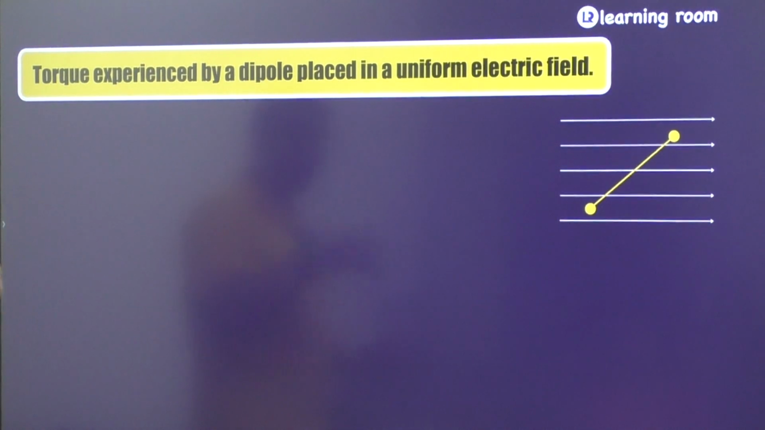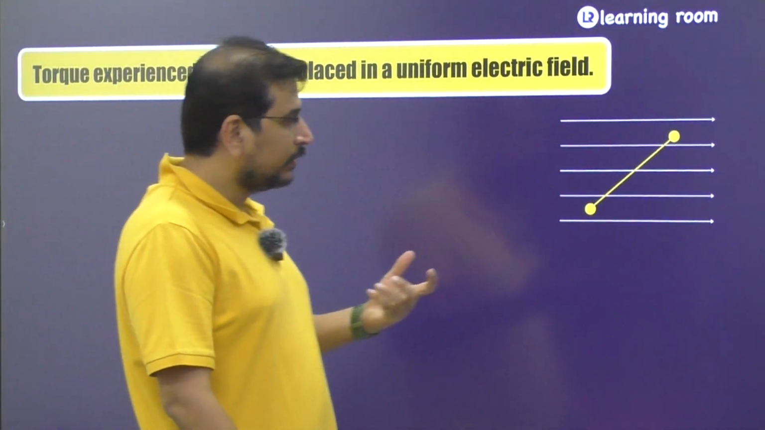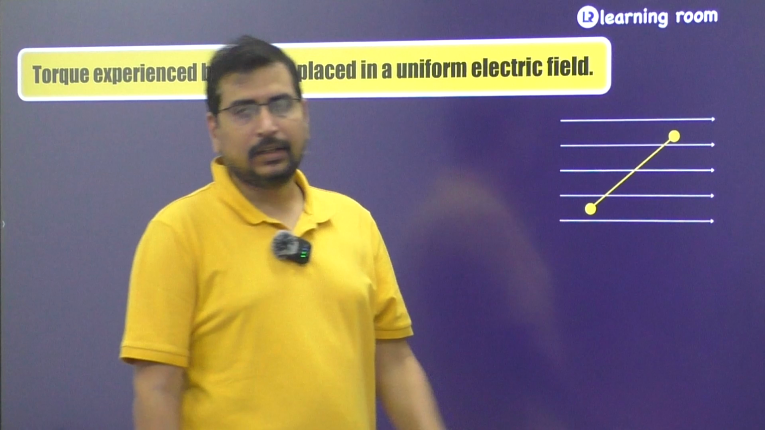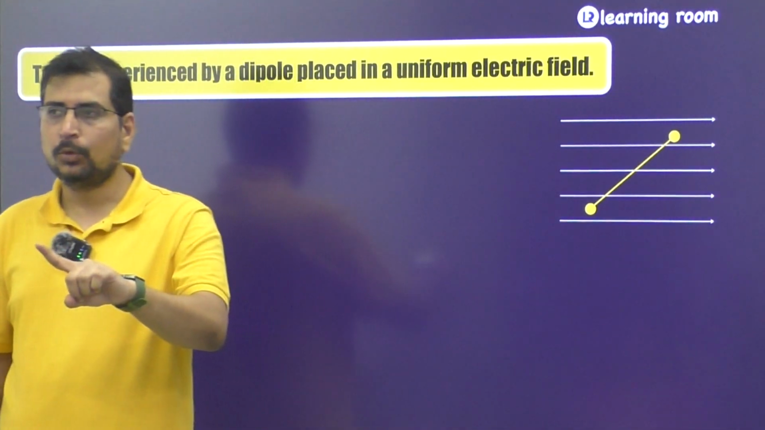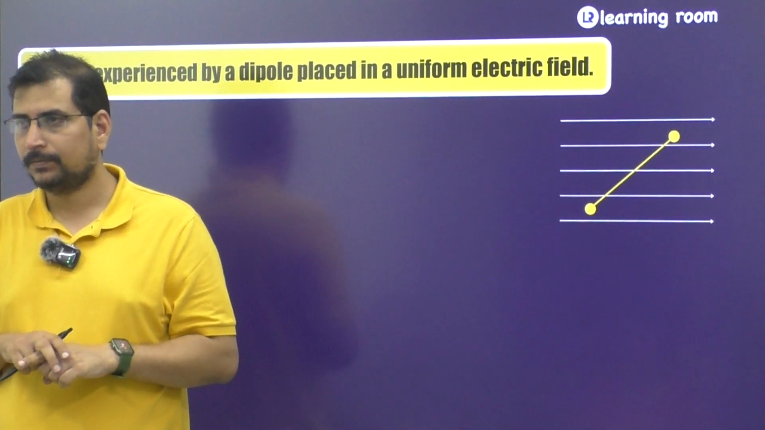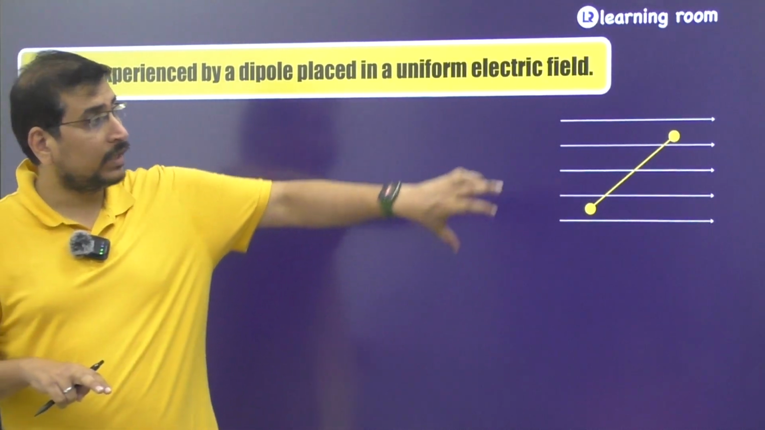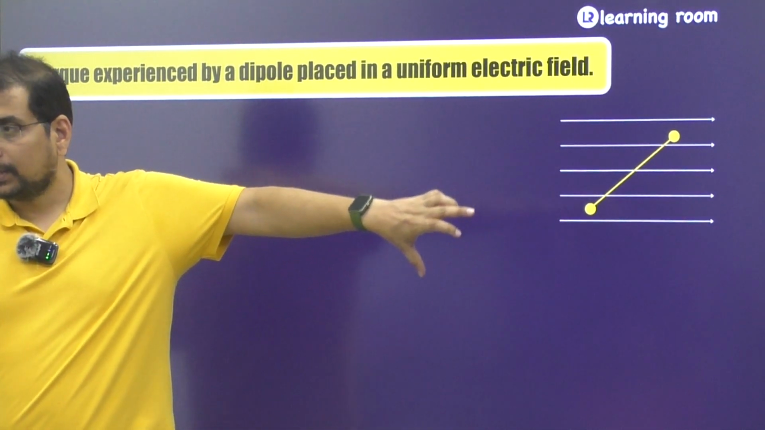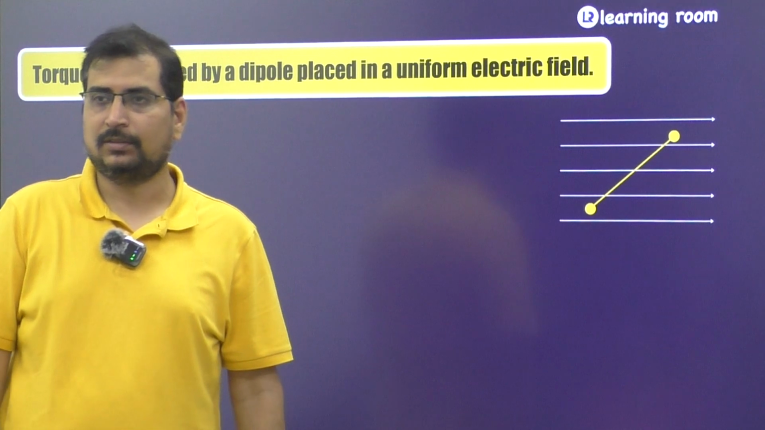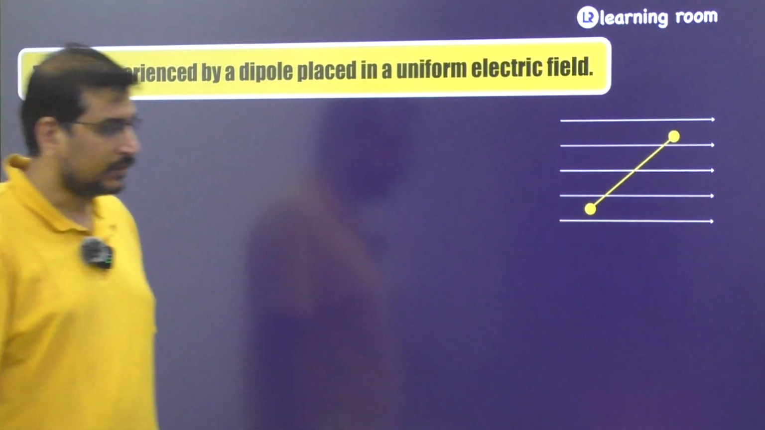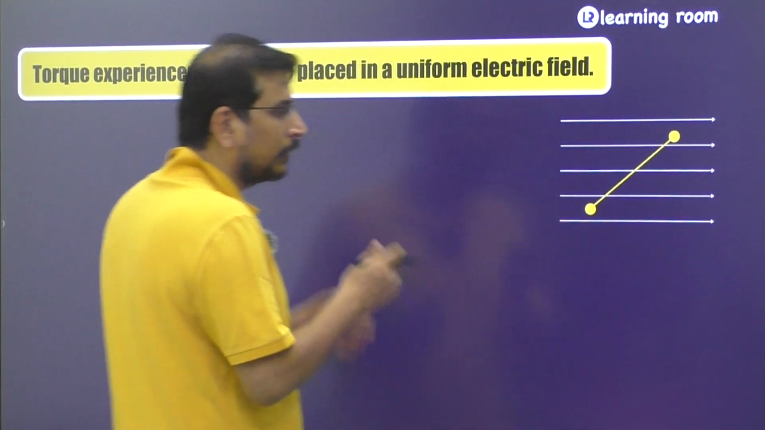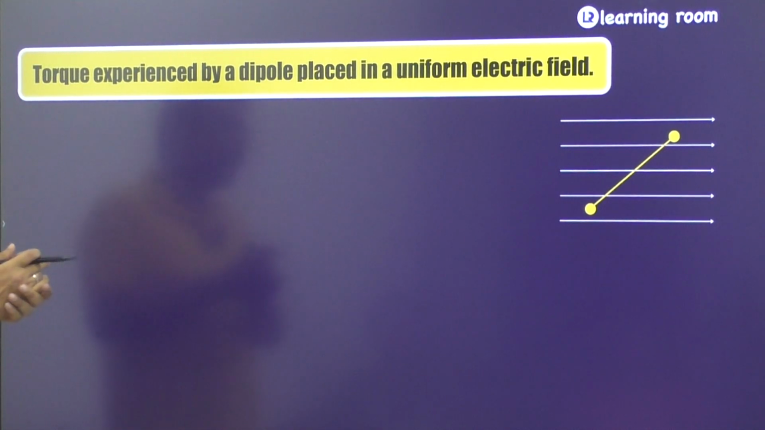Okay. Now, the next question is, if I have an electric dipole, I know that an electric dipole will generate an electric field. But what about an electric dipole placed in the field generated by someone else? So that's the meaning of this topic. If you try to look at the topic and dissect it into smaller parts, you will understand it better.